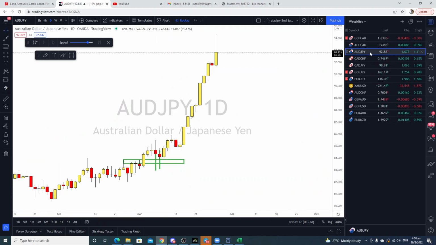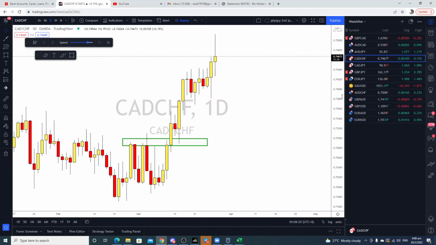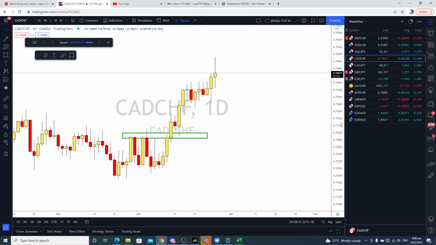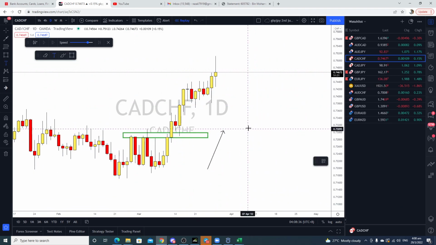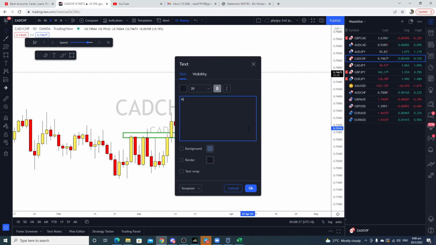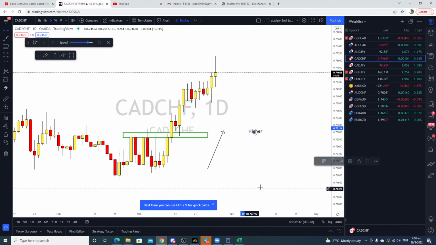Aussie Yen. Since Aussie Yen is going to be the same as Pound Yen, I'm not going to talk about that. Okay, CAD CHF. CAD CHF, interesting. Inside bar breakout, retest inside bar, engulfing going up. Okay. Trend. Closing prices higher. Current momentum, current momentum, don't just look at here, right?